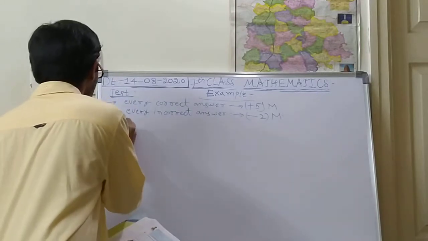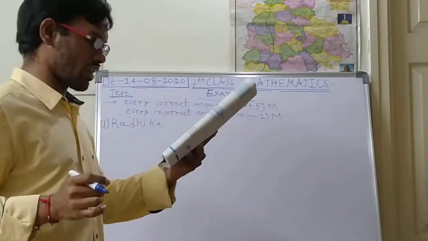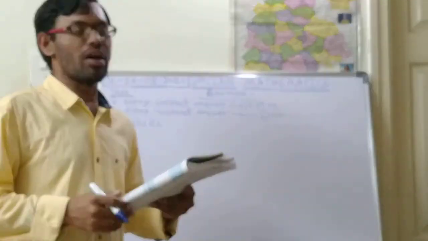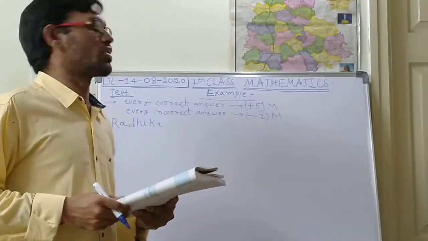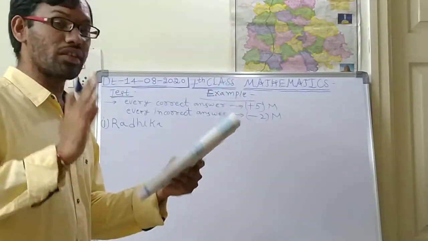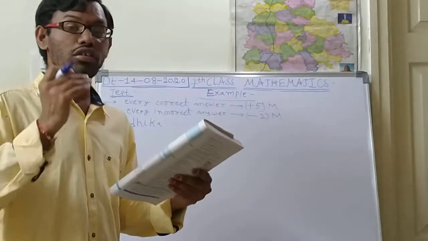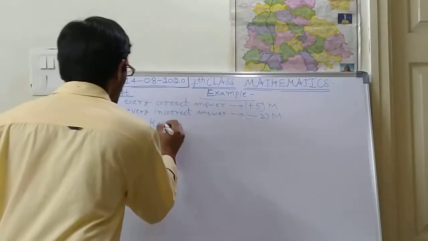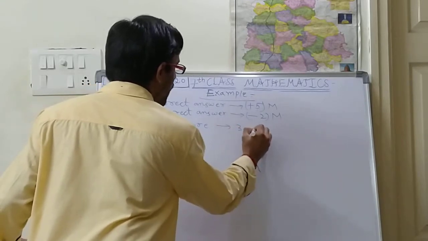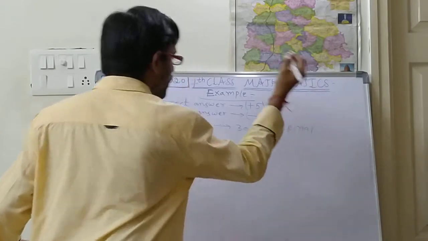Now the first candidate is Radhika. Radhika answered all the questions and scored 30 marks, with 10 correct answers. So first of all, how many marks did Radhika score? Radhika scored 30 marks. This is her final score. Finally she got 30 marks.